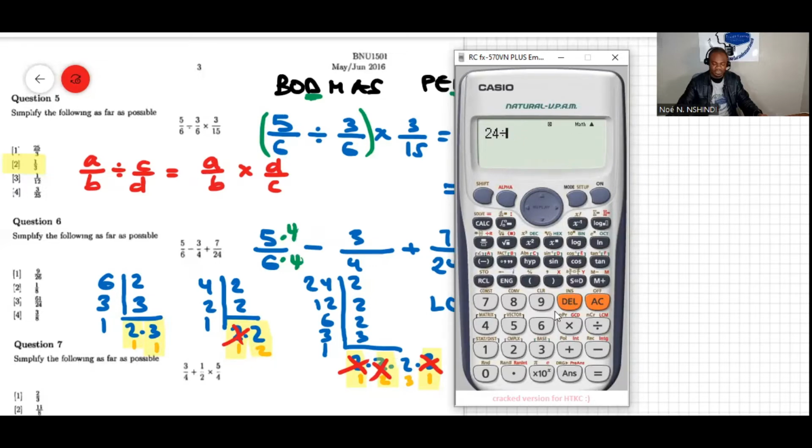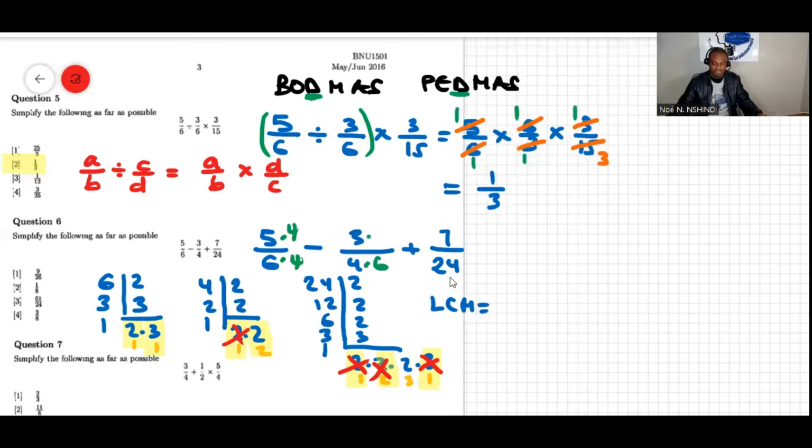So by how much must I times 4 to get 24? You do 24 divided by 4, and then you hit equal, you see it's 6. So over here we times by 6, we times there also by 6. And then 24 is already there, so we times by 1, or we just don't do anything. Now this will be equal to 5 times 4 is 20 over 6 times 4 is 24, minus 3 times 6 is 18 over 24, and then plus 7 over 24.